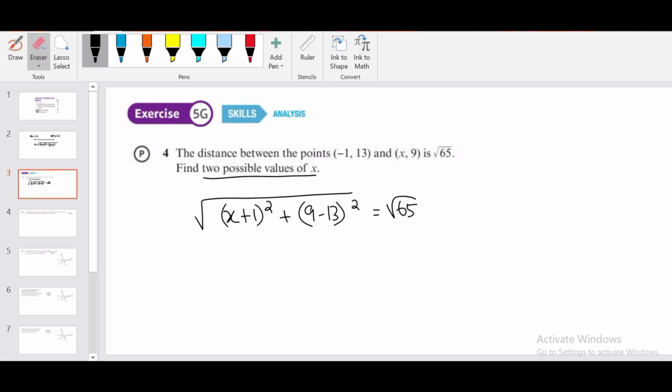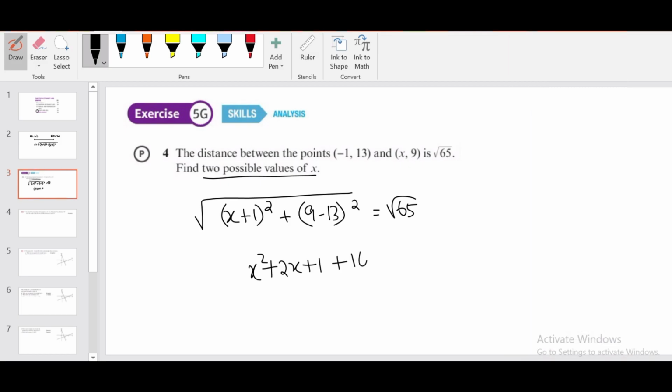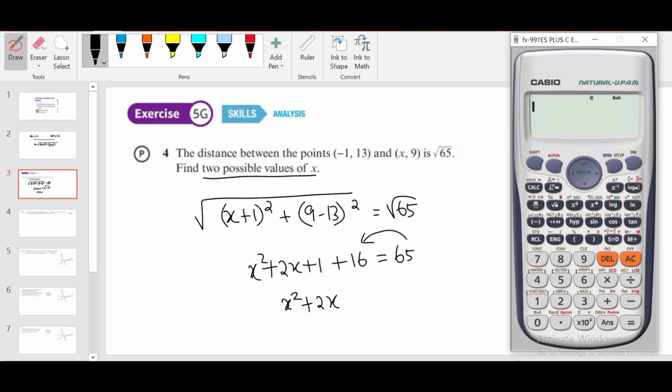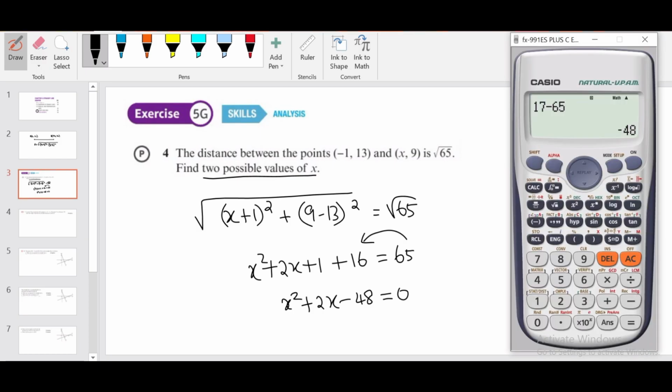Remove square root both sides. So (x plus 1) whole square is basically x square plus 2x plus 1, plus 9 minus 13 is minus 4, whole square is 16, is 65. So put everything this side and solve the quadratic. You'll get x square plus 2x and then 17 minus 65 is minus 48 is equal to 0, which is a quadratic. Solve the quadratic.